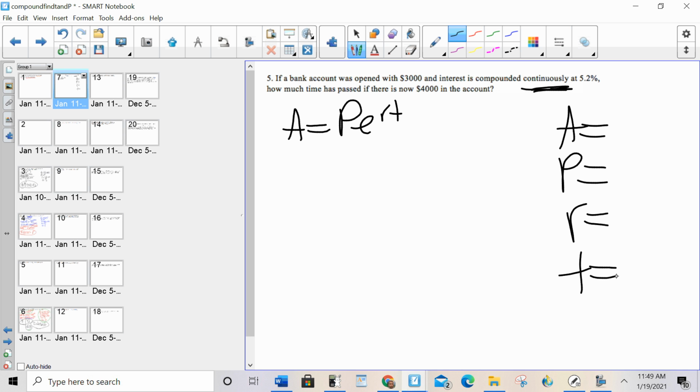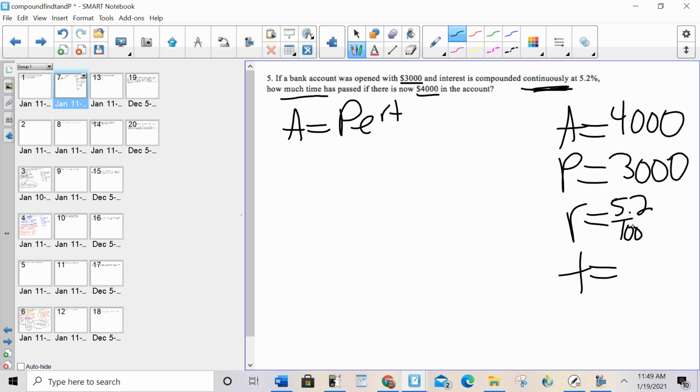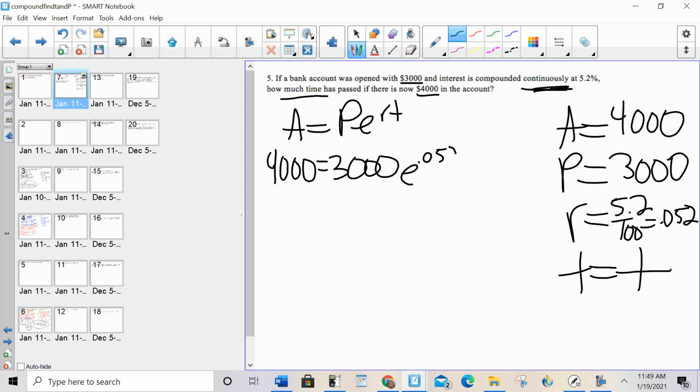Okay. Again, students often have problems with the difference between A and P. The bank account was opened with 3,000. Now, after time passes, there's 4,000. So A, your after amount, is 4,000. It was opened with 3,000. That's your initial amount. The rate is 5.2. Don't forget to divide the rate by 100, so R is 0.052. And T is what we're trying to find. So it's 4,000 equals 3,000 e to the 0.052t.